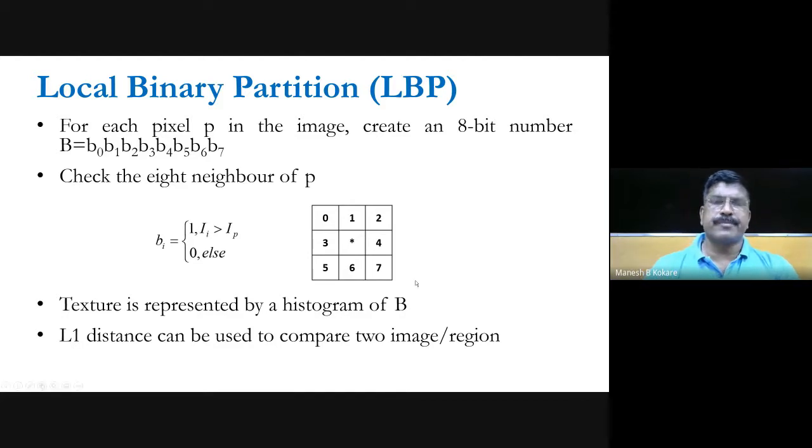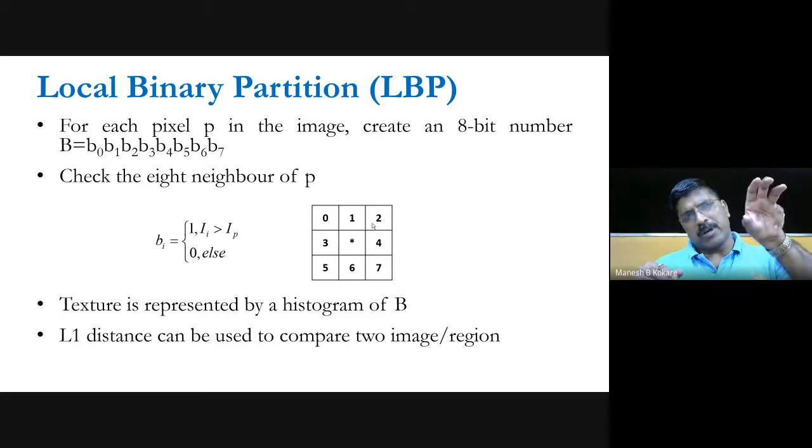And that is the well-known local binary pattern, LBP. For example, you consider a 3 by 3 region of an image. Say you have an image of size 512 by 512, and you are finding the LBP pattern of that 512 by 512 image.